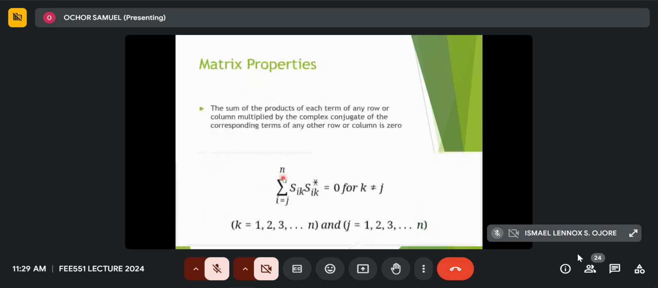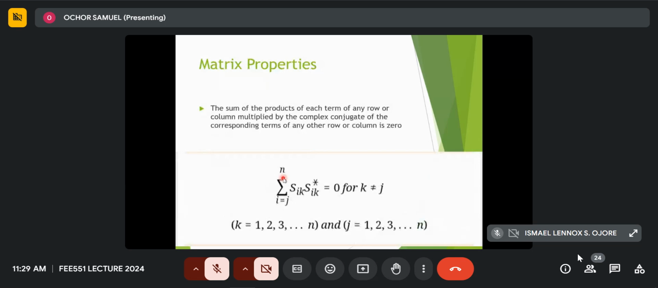Next is the unitary matrix. Unitary matrix means if you have the scattering matrix and you multiply it by its complex conjugate, you are always going to get an identity matrix.